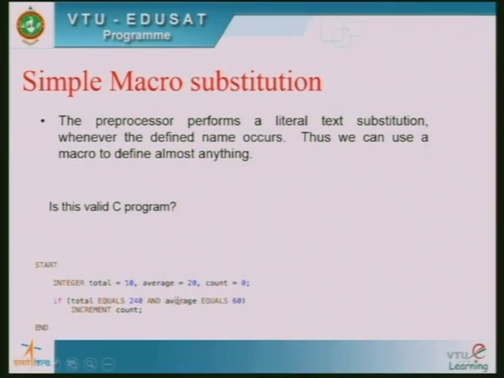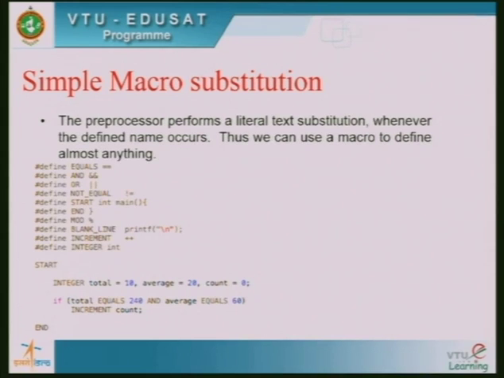Okay, now let us see. I have this small piece of code: start, integer total is equal to 10, average is equal to 20, count is equal to 0. Does this look like a C program? Definitely not. I think none of us have seen a C program like this. If I pass this to the C compiler, it will throw out errors. But before you actually call the C compiler, the C preprocessor kicks in. The C preprocessor does its job, and now we will see what happens.